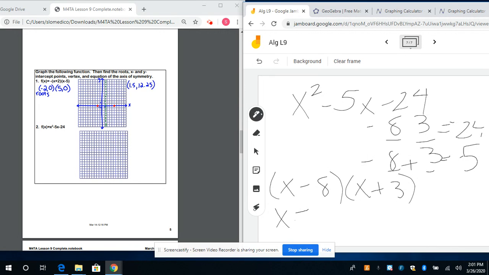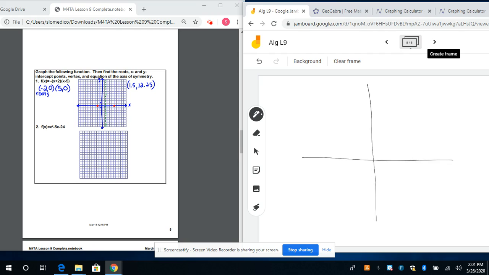So then my roots are going to be x equals 8 and x equals negative 3, right? You're setting those equal to 0 to figure out what the x values are. So these are my zeros. This is what I would graph as my two roots of my parabola. So I have 8 and negative 3. I would graph these two here, but I have to figure out what's the axis of symmetry.